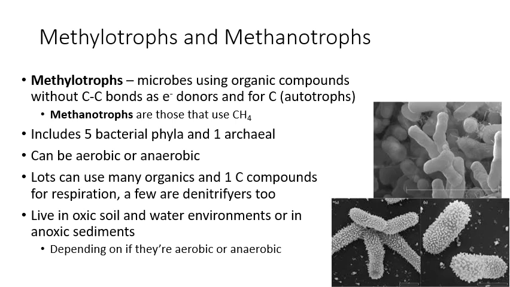So if you're using methane as your electron donor, you are a methanotroph and a methylotroph. If you're using methanol, then you are only a methylotroph, not a methanotroph. In general, methylotrophs and methanotrophs would be using that compound, either methanol or methane, not only as their electron donor for respiration, but also could be using it for their carbon source. There's 5 different bacterial phyla that include methylotrophs and 1 archaeal phylum. Methylotrophs can be aerobic or anaerobic.